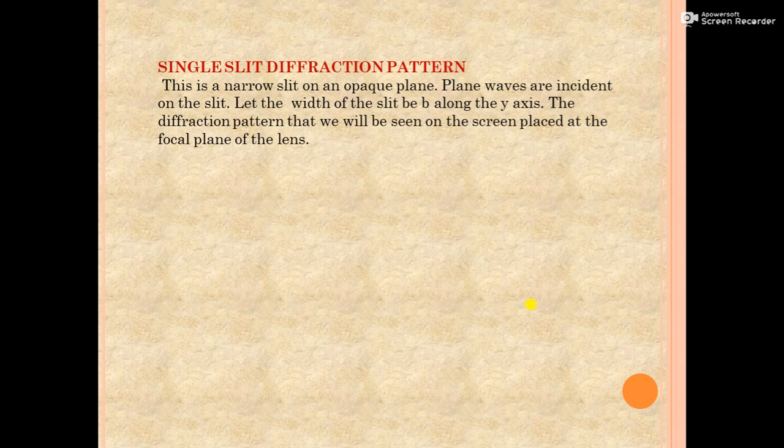That is, to find the intensity distribution on the screen, we need to consider the contribution of all the point sources at the aperture and the superposition of all the wavelets coming from all the secondary sources.